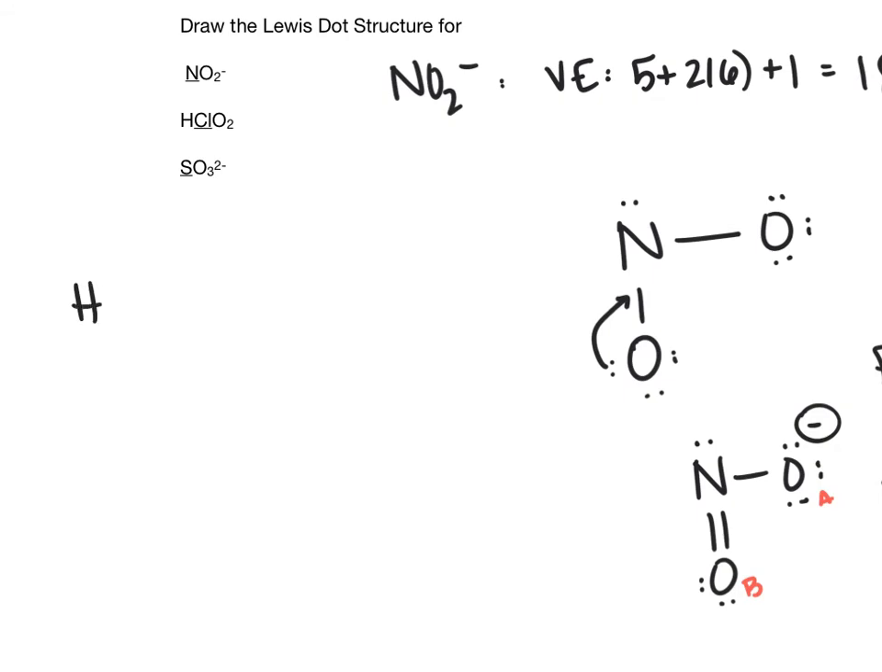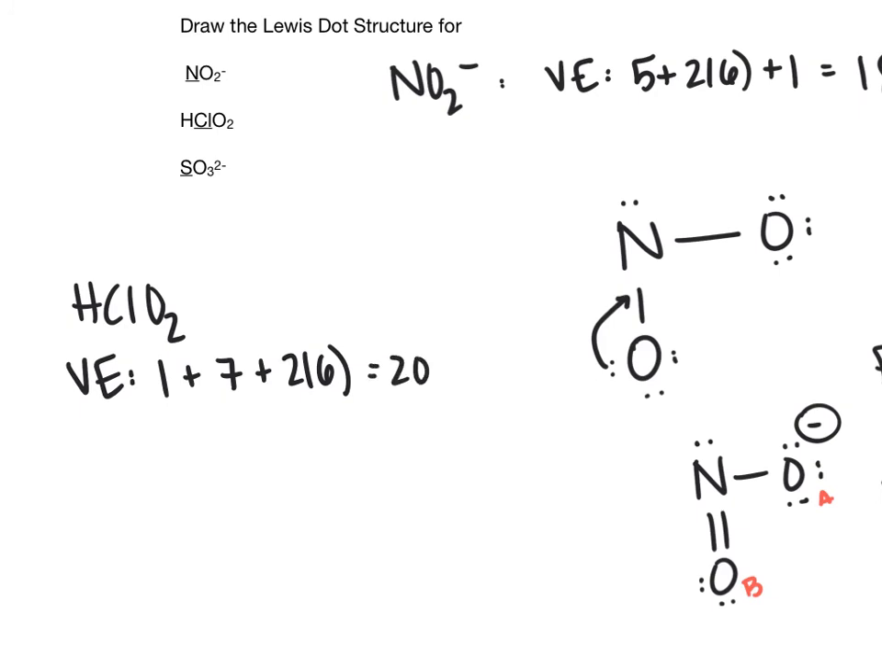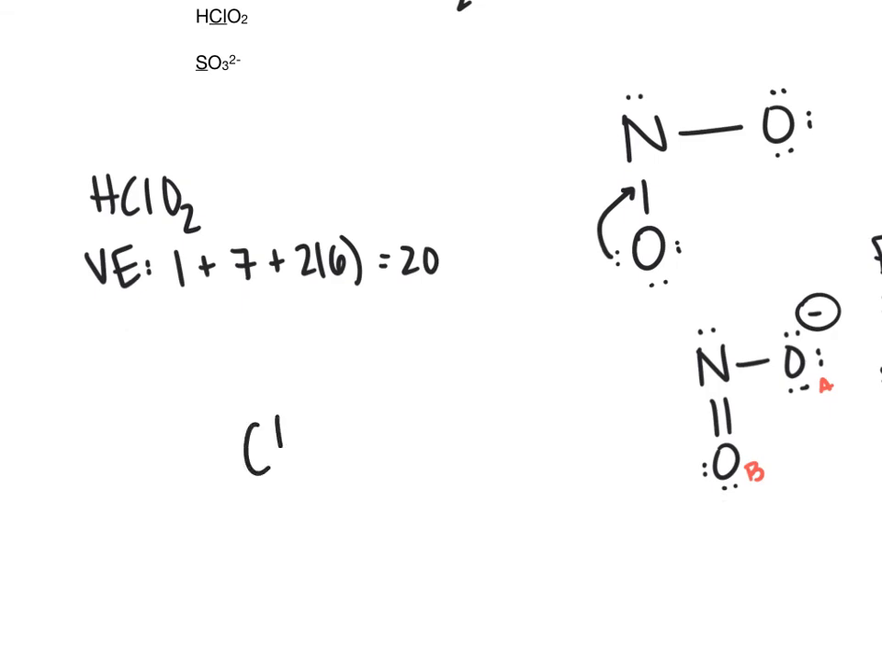What about for HClO2? First we're going to total up our valence electrons: 1 plus 7 plus 2 times 6. So we have 12 plus 8, which gives us 20. In this case, the chlorine is going to be in the center, and we're going to connect everything to it. We're going to use up all of our 20 electrons. So now we've used 8 plus 8 is 16, plus 2 more is 18. In this case, we're going to end up with 2 electrons on the chlorine.